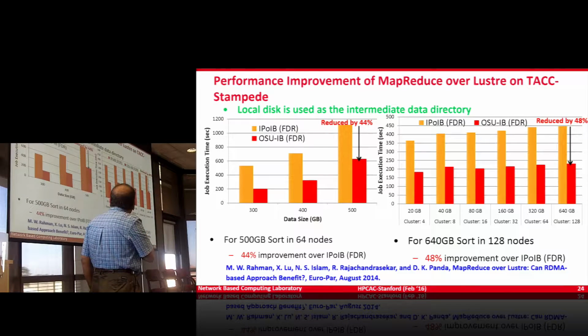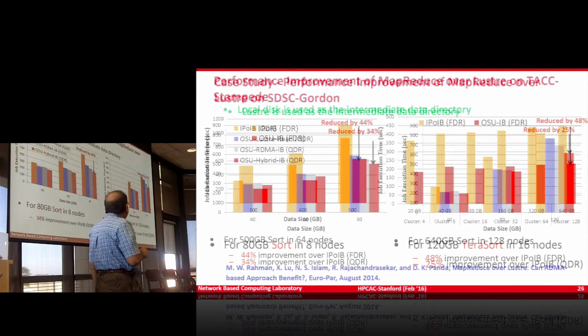Here we can see that for almost half a terabyte of sort on 64 nodes, we can cut the time by almost half, a 44% reduction. And similarly here, 640 gigabytes of sort on 128 nodes, we see similar results, a 48% improvement.